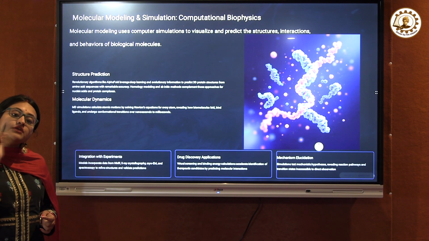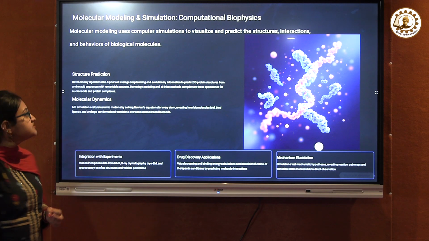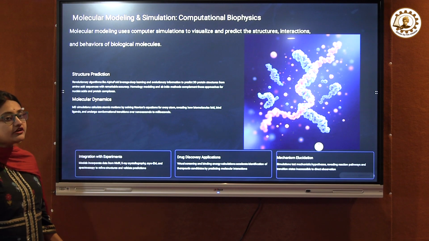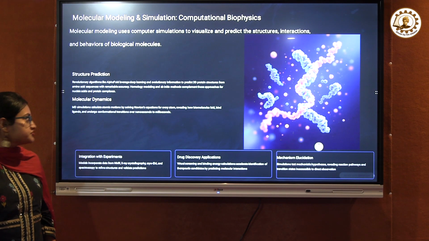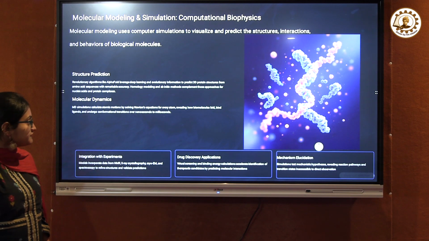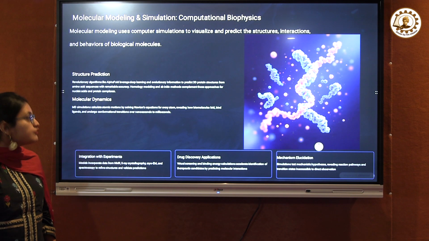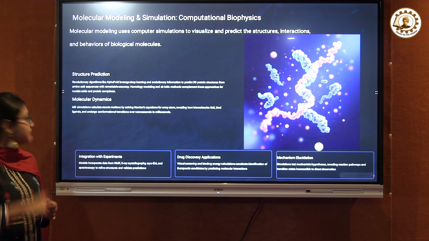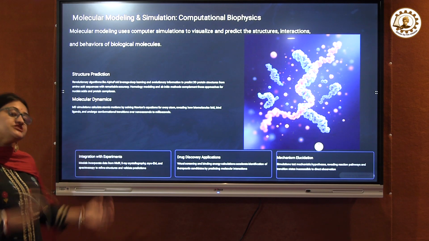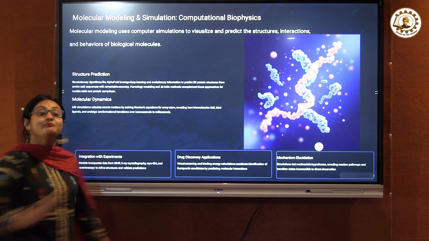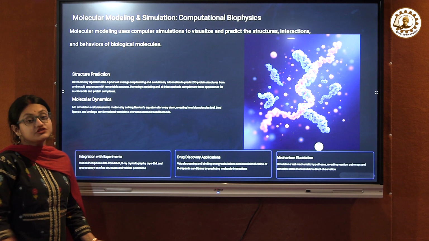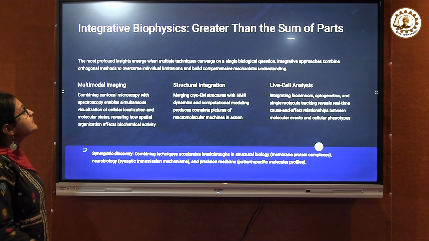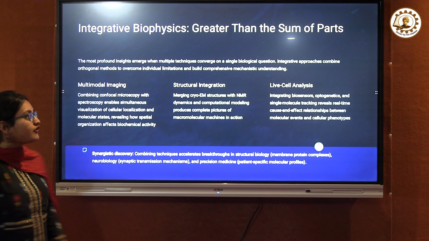That means how a particular molecule comes from a previous ancestral gene. Molecular dynamics simulation calculates the atomic motions by solving Newton's equations for every atom, revealing how biomolecules fold, bind to another molecule known as a ligand, or undergo conformational changes over nanoseconds to milliseconds. The technology has now improved very much, so integrated biophysics is greater than the sum of all the parts.